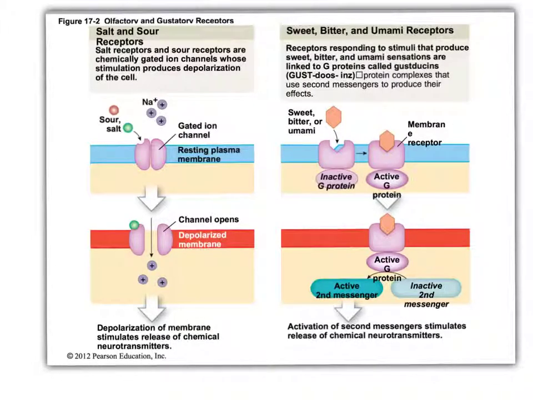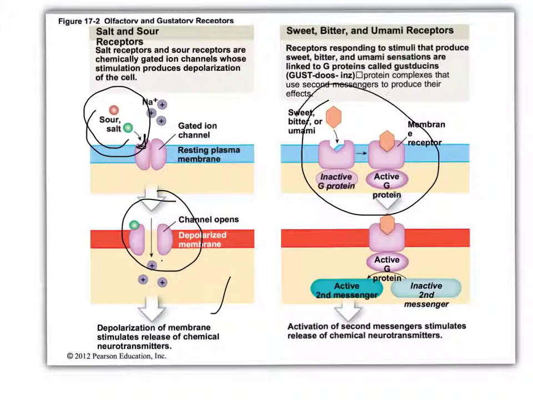Okay, so again, we're looking at an extreme close-up of the membrane, and we're seeing how the acid or the salt or whatever is going to hit the receptor site. That's going to open a gated channel, which is going to allow sodium ions to enter the cell. That depolarizes the membrane. And that works for salt and sour receptors. For sweet, bitter, and umami, you've got G proteins.